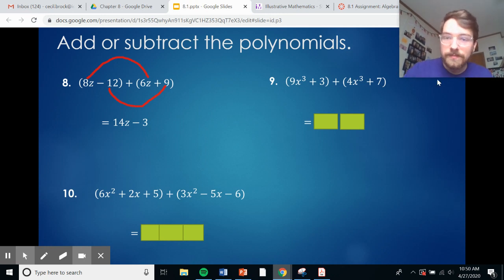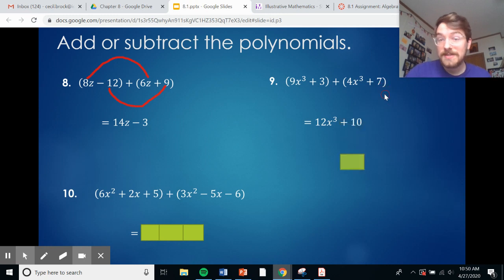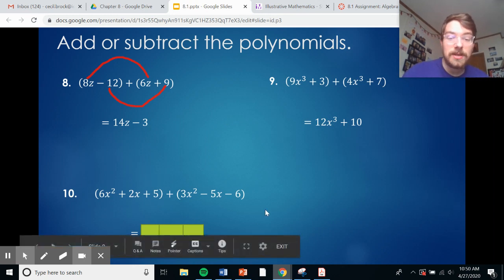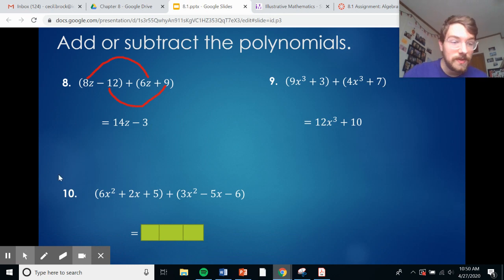With number 9, I can clearly see that the 9 has an x to the 3 and the 4 has an x to the 3. So I now want to add those. So 9 plus 4, I'm going to get 12x to the 3. And then I've got regular numbers on the end, plus 3, plus +7. Crazy stuff. I should have +10. So I'd want to have a plus in front of there. And then you might get one like this where I'm going to make you add 3 things individually.